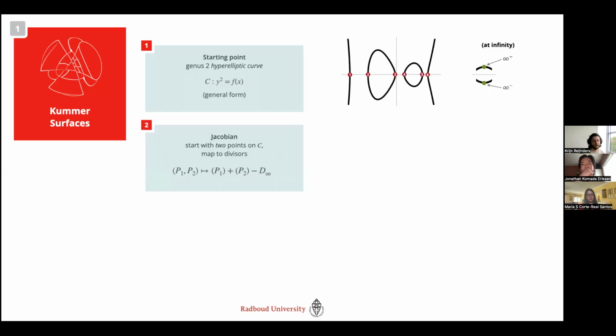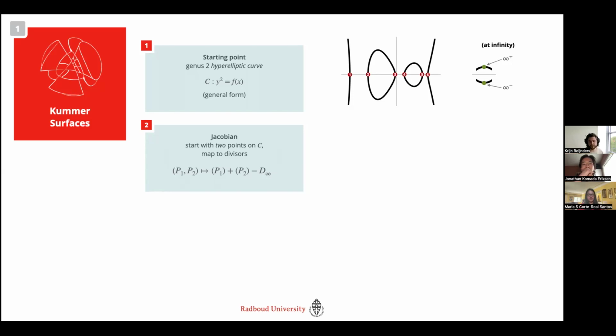And then we need to go to the Jacobian, because we cannot do anything yet on this hyperelliptic curve. There is no group structure there. But we said before, there is group structure on the Jacobian. So what is the Jacobian here? Well, one way to think of it, modulo a lot of remarks, is that you take 2 different points on C, and map them to the divisor P1 plus P2 minus D infinity.